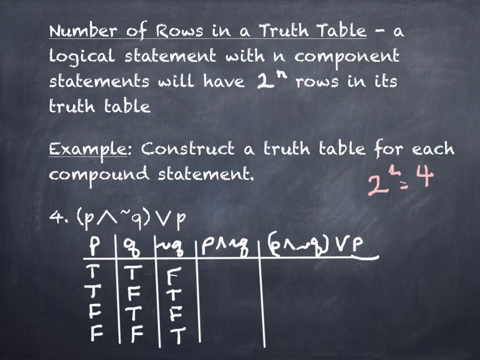Now, the next one actually tells us that we're supposed to join column P with column tilde Q, right? Those are the 2 we're joining, and we're joining it with the word and. When is an and statement true? When both statements are true. So along the top, I've got T, I've got F, which means the statement is false. Second row, I've got a T and a T, which means the statement is true. Third one, I've got an F and an F, which means the statement is false. Last one, I've got F and T, which means the statement is false.